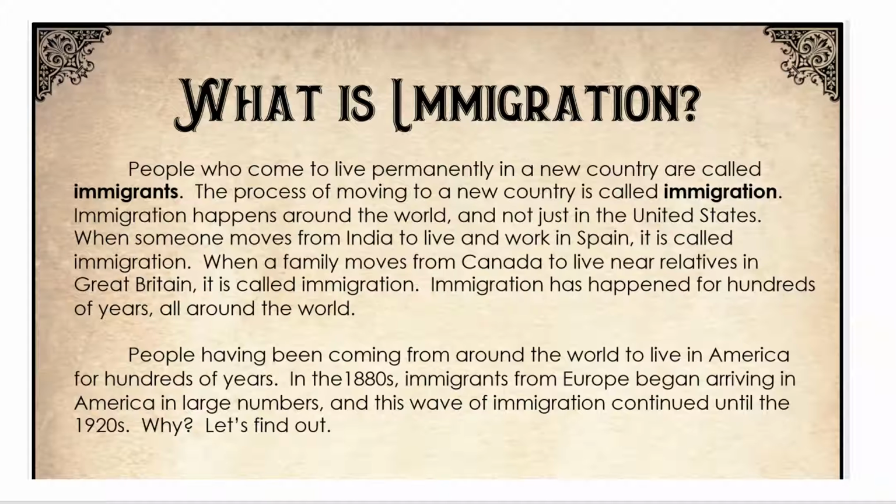Immigration has happened for hundreds of years all around the world. People have been coming from around the world to live in America for hundreds of years. In the 1800s, immigrants from Europe began arriving in America in large numbers, and this wave of immigration continued until the 1920s. Why? Let's find out.